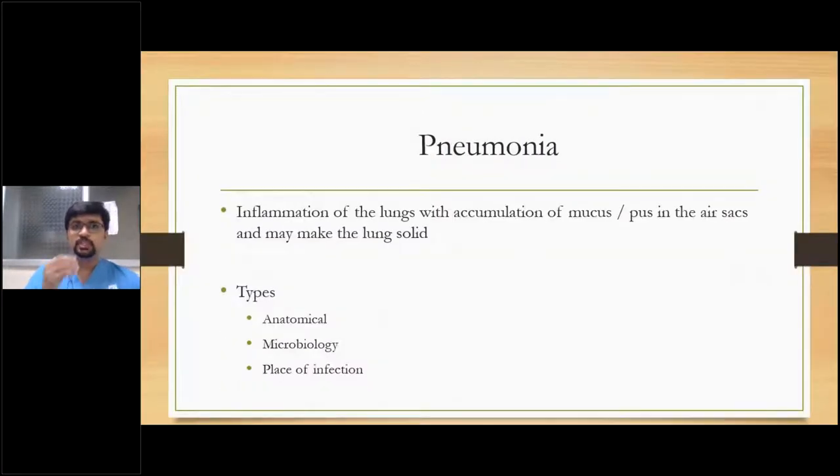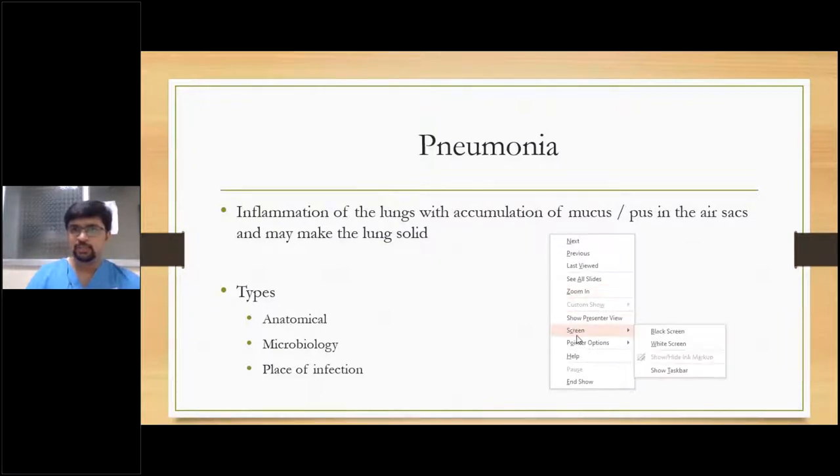So pneumonia is basically inflammation of the lungs with accumulation of mucus or pus in the air sacs, which ends up making the lungs solid. Making the lungs solid is nothing but consolidation. As we all know, the consistency of the lungs becomes almost similar to the consistency of the liver. So this is consolidation, or hardening of the lungs. Based on that, we have different types of pneumonia.